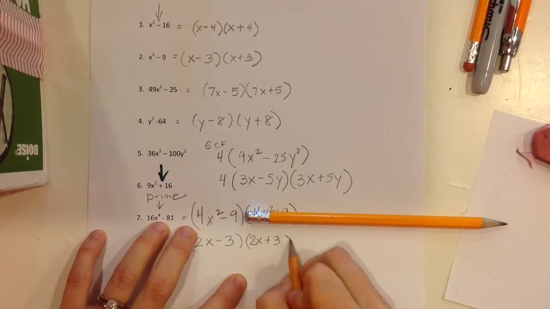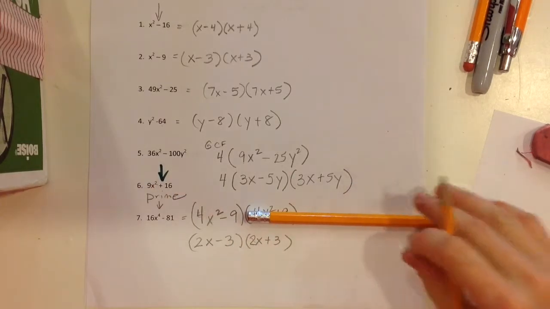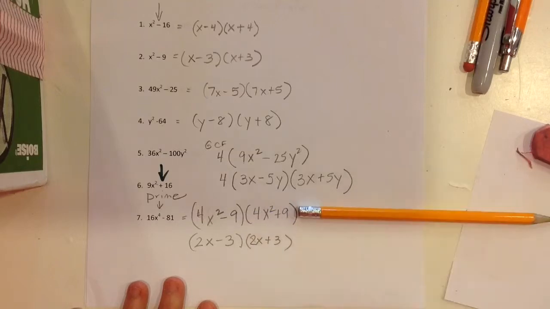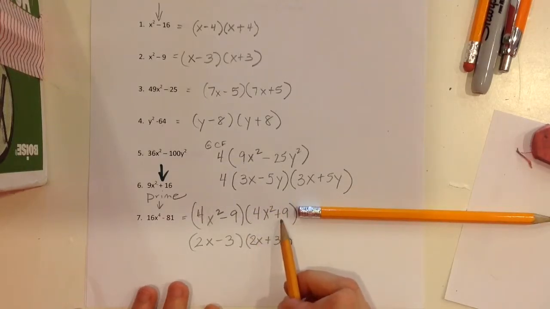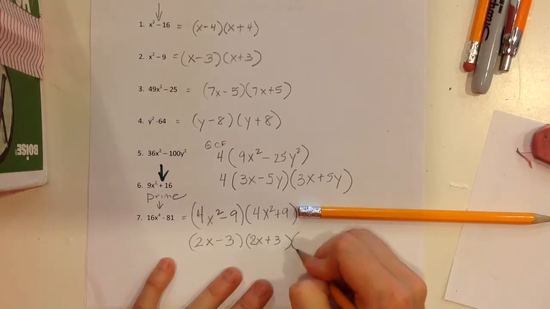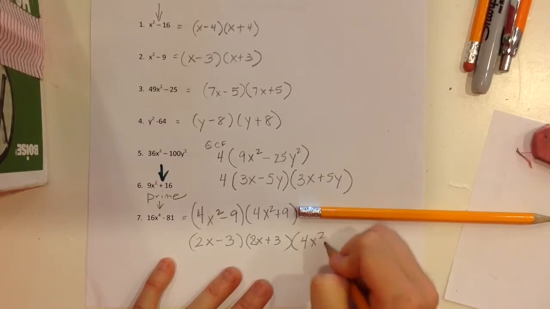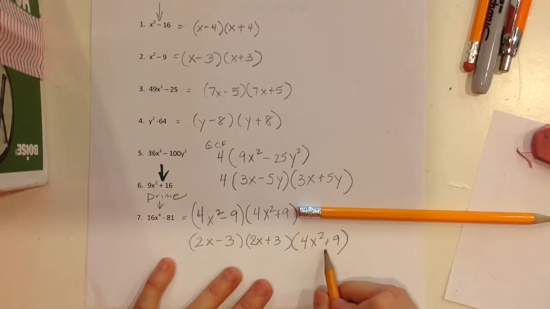2x plus 3. Now, the part that I'm hiding underneath my pencil, the reason why I can't go any further with this one is because it has that plus sign. So just like your GCF, it has to come down into your answer, but it cannot be simplified.